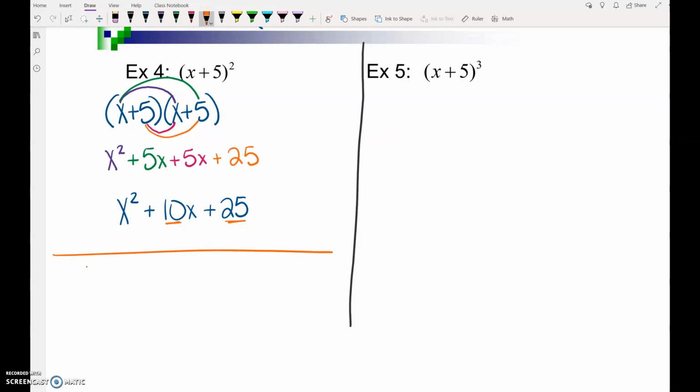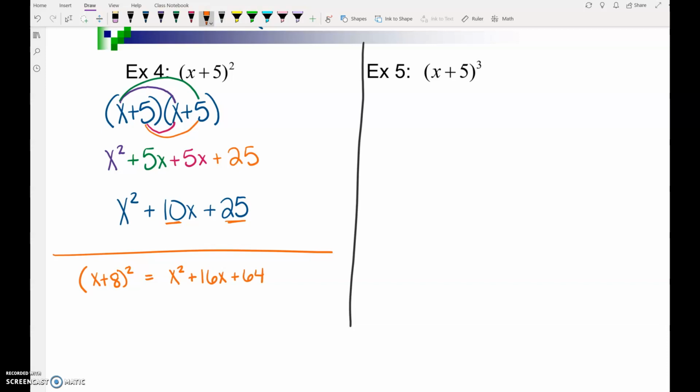So if I gave you x plus 8 squared, and you knew about this pattern, you could very quickly say, okay, this multiplies out to x squared plus 8 times 2 is 16, so 16x. 8 squared is 64, so plus 64.